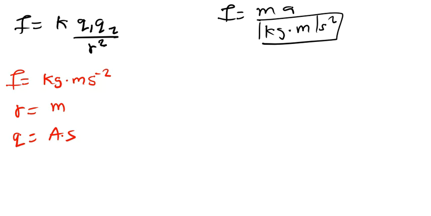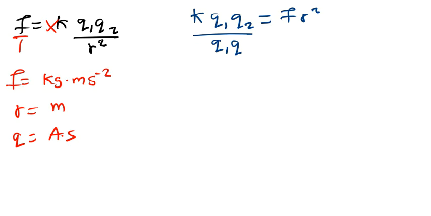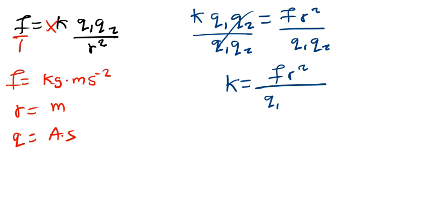K is what we want to find. So let's make k the subject of the formula. I'm going to cross multiply. If I cross multiply, I'll have k q1 q2 is equal to F r squared. I'll divide both sides by q1 q2, so these will go. So the constant k will be equal to F r squared divided by q1 q2.